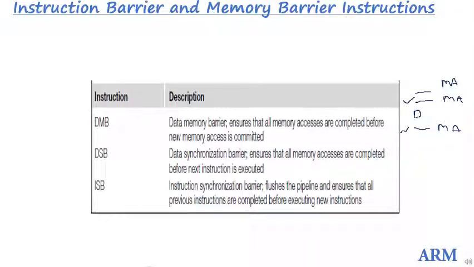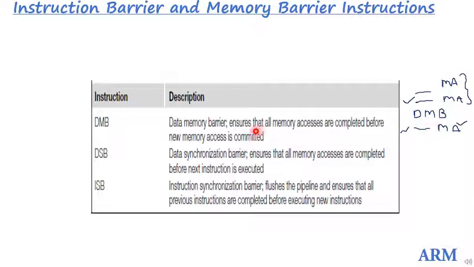So this instruction ensures that all the memory accesses previous to this DMB instruction are completed before a new memory access is committed. Okay, so the third instruction is a new memory access instruction. Between the second instruction and the third instruction, you have to place this DMB such that previous memory access instructions are completed, and then only it will go for the execution of the third instruction.